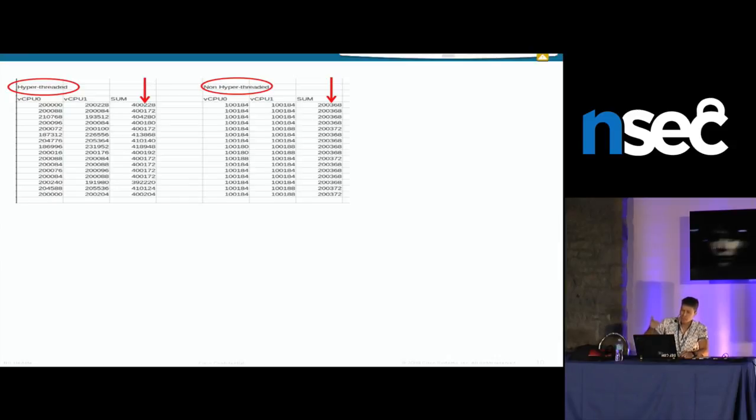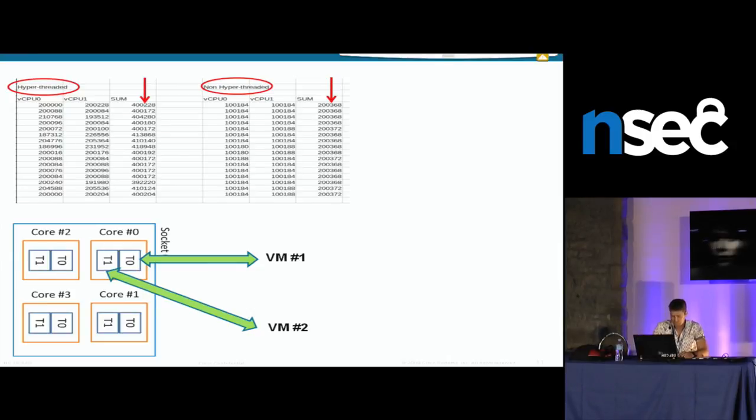I noticed something strange once in a while. Basically, I saw some sort of crosstalk going on between two VMs. So I dug deeper into that problem, and I realized that the problem I was observing only manifested when the two VMs were co-located on the same physical core, but on two different hyper-threading pairs.